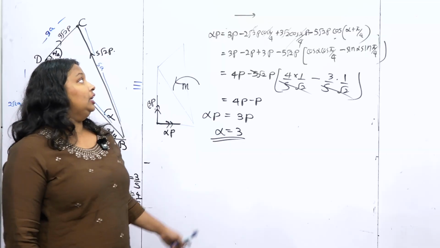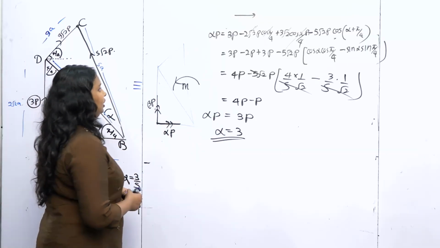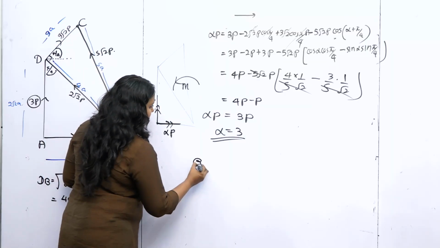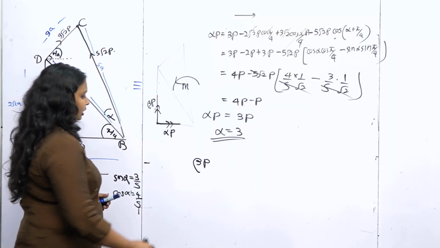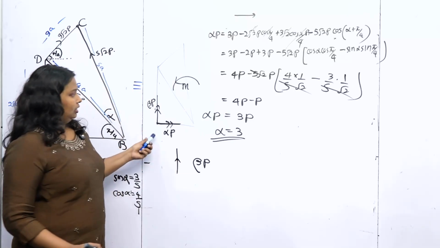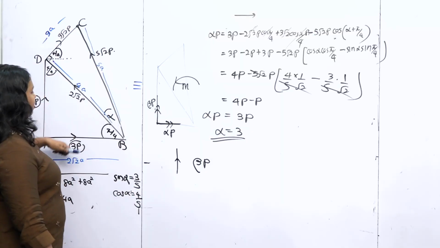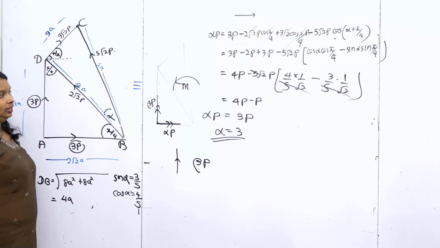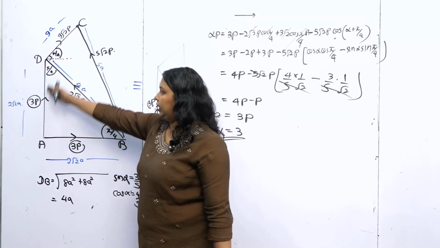Similarly, you can find the value of beta. Right? To find beta, what do we do? Yes, beta p equals what? Vertically upwards, the sum of the forces in the y direction should be equal to the sum of the forces in the y direction in this one. Clear? So how do we write it? Beta p equals what are the forces in the y direction? 3p.